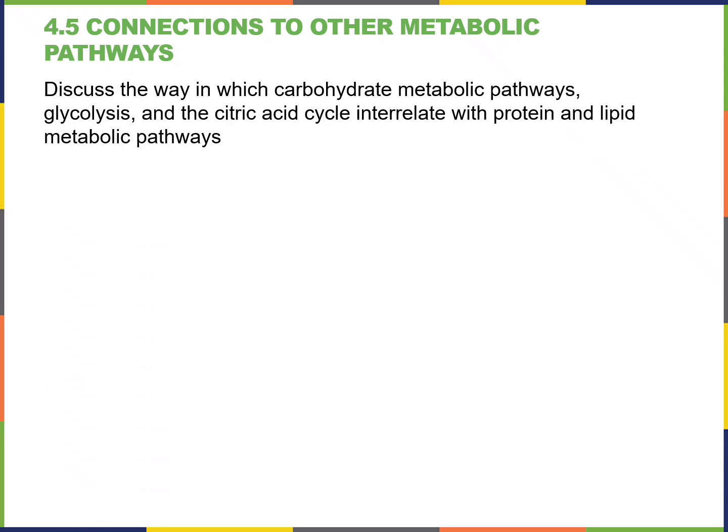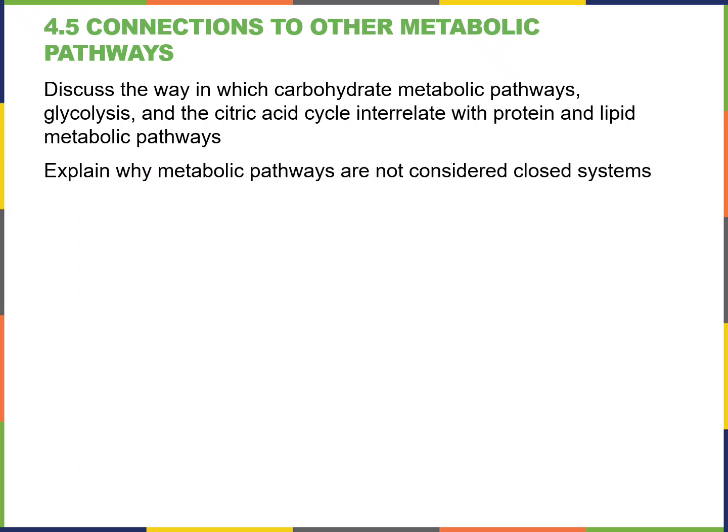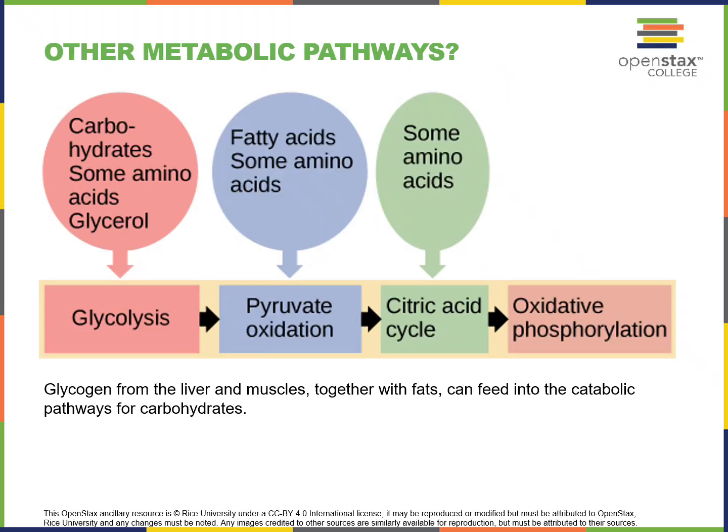So next thing we're going to talk about are ways that carbohydrate metabolic pathways, glycolysis and the citric acid cycle, interrelate with protein and lipid metabolic pathways. And then we're going to explain why metabolic pathways are not necessarily considered closed systems. Okay. Essentially, all this is saying is that all of these things are connected. Other sugars can play a role in creating those electron donors. Things like fructose, sucrose, they get broken down into smaller sugars. Everything will then get broken down into glucose so it can be used by glycolysis.